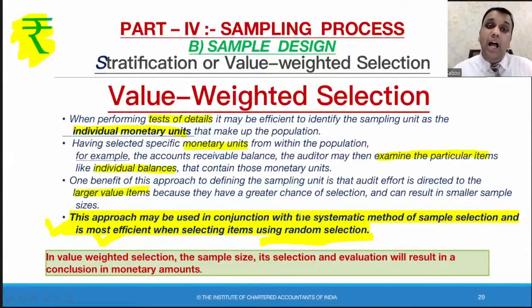And the results we obtain by applying our audit procedures to the samples extracted on the basis of value weighted selection would be in monetary amounts, because we have chosen our sample, the stratum and the strata, on the basis of monetary amounts only.